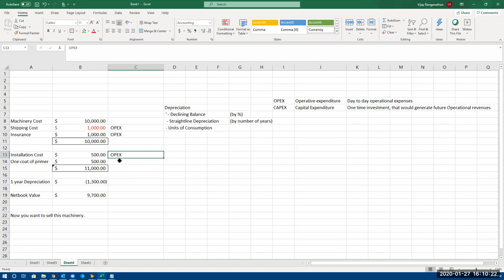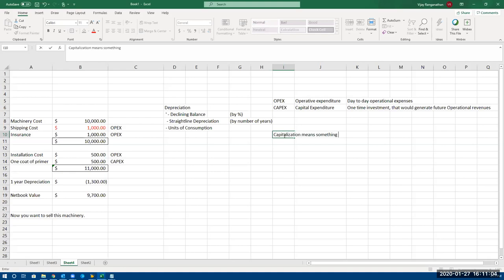Yeah. Now comes the painting. Anytime you buy a machine, you may have to put one coat of primer before you put this machine into use. That's arguable. Even if he buys a brand new machine, he still has to spend some money to paint it, right? So this could be a CAPEX. Basically, anytime anybody buys a machine, they still have to spend this $500 to paint it. Now, I'm going to add this to the cost of the machine. This is called capitalization. Okay? So capitalization is something you add to the capital cost. Make sense? That's called capitalization.